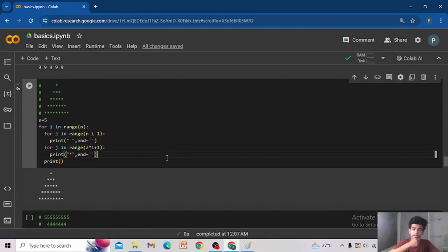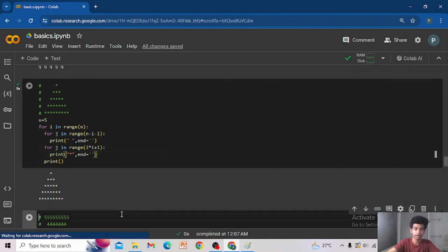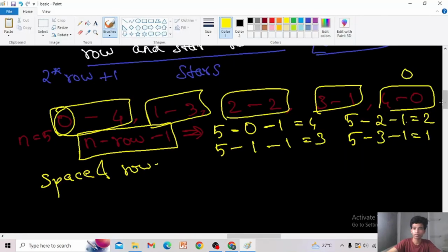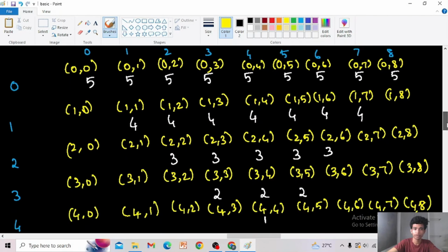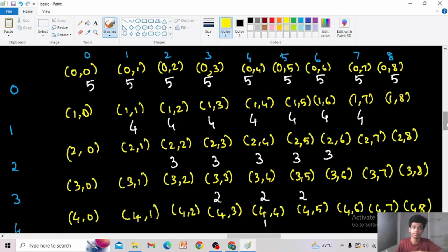Here, what is the core logic? We came from the space stars to the no space stars. But in an inverted triangle, we will go from no space stars to the space stars. Okay, let us take this example and write the coordinates. What coordinates? Row and column coordinates. This is my example. See here, listen carefully.